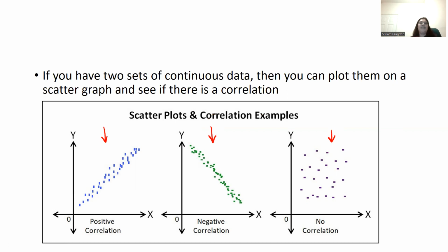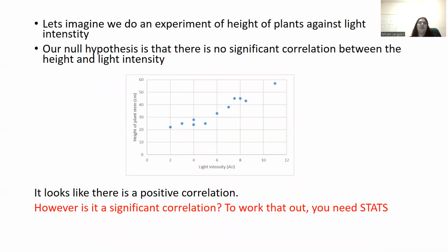The question is, is it a significant correlation or is it just due to chance? And that's the job of the Spearman Rank. Spearman Rank tests whether this correlation, this positive or negative correlation, is significant. So let's imagine we do an experiment of height of plants against light intensity. Our null hypothesis is that there is no significant correlation between the height and light intensity. So again, null means no. So we always start with that idea that there is no significant correlation.